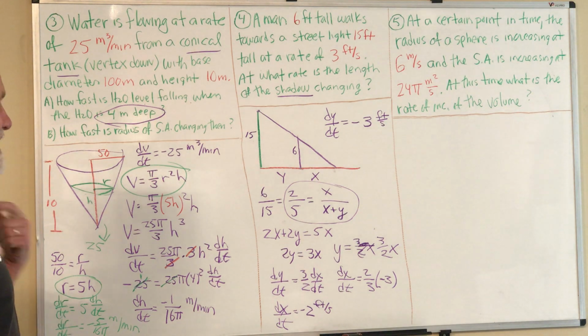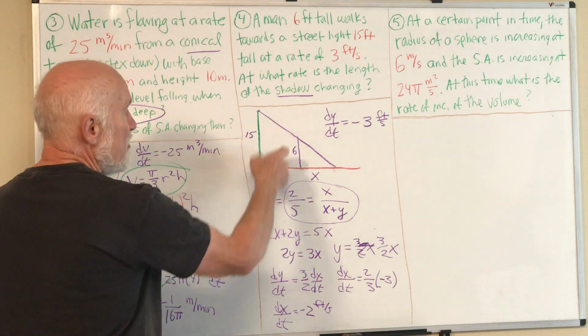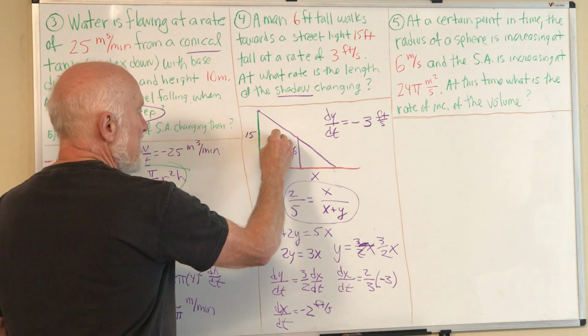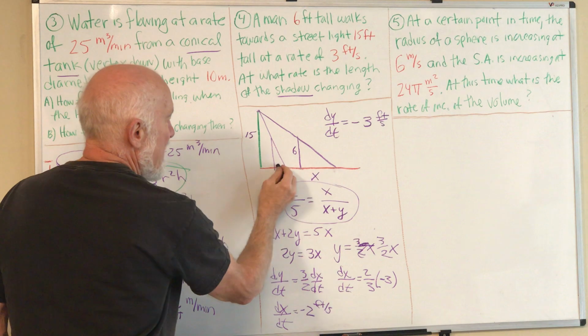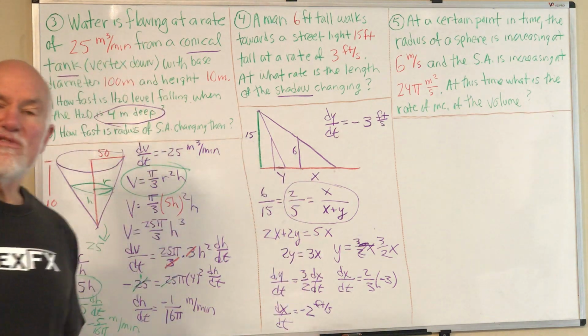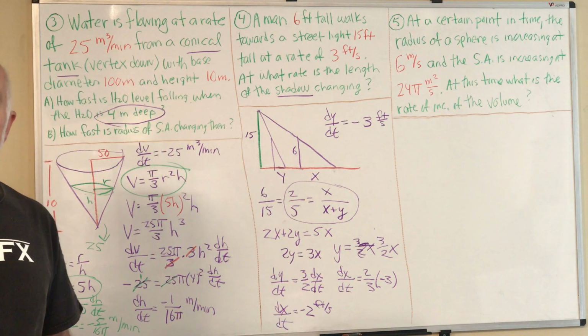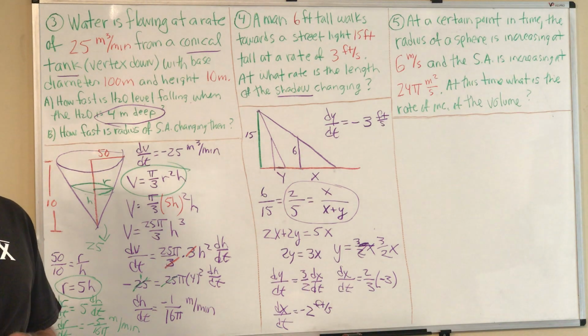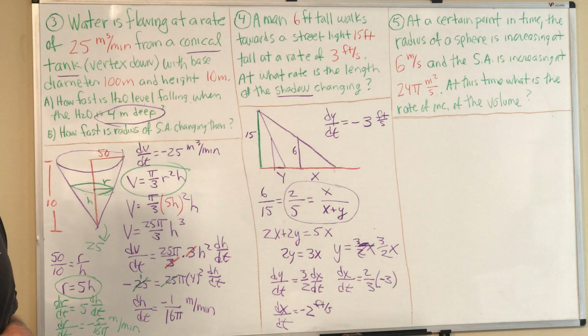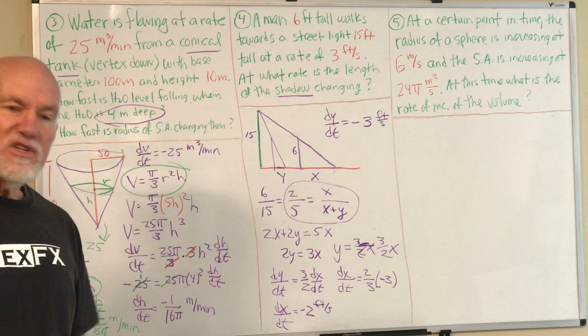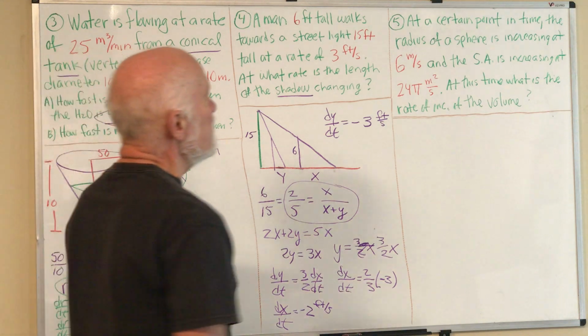So, does it make sense that that's negative? As the man is walking here, when he gets to this point here, look at the shadow, it is going to be quite a bit smaller. So it does make sense that that shadow is decreasing in size. So I'm hoping you see these are all pretty much done the same. So let's try another one.